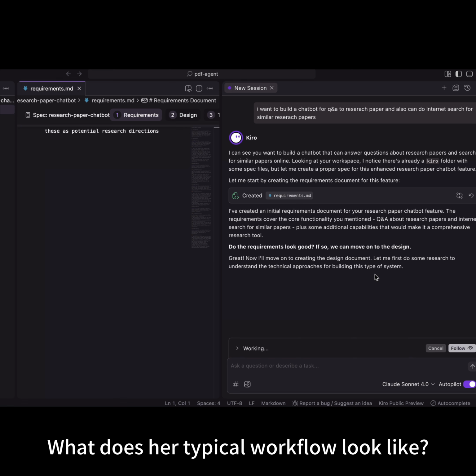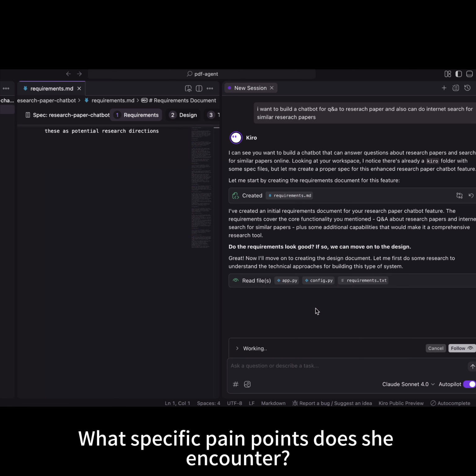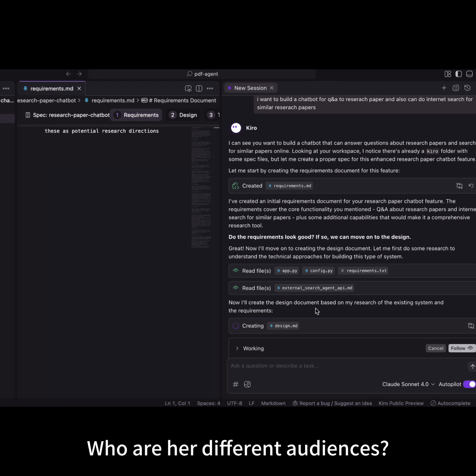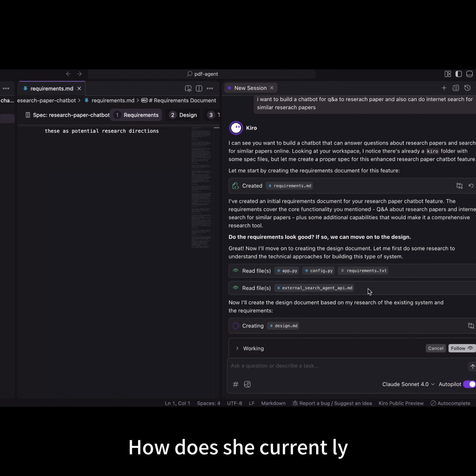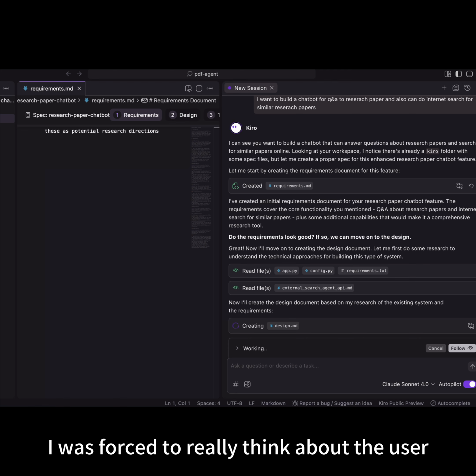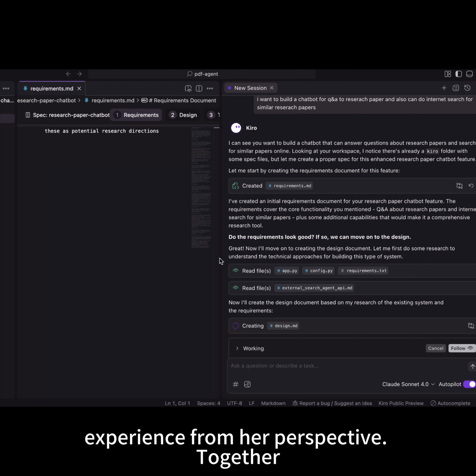What does her typical workflow look like? What specific pain points does she encounter? Who are her different audiences? What external databases does she need to access? How does she currently handle research citations? For the first time, I was forced to really think about the user experience from her perspective.